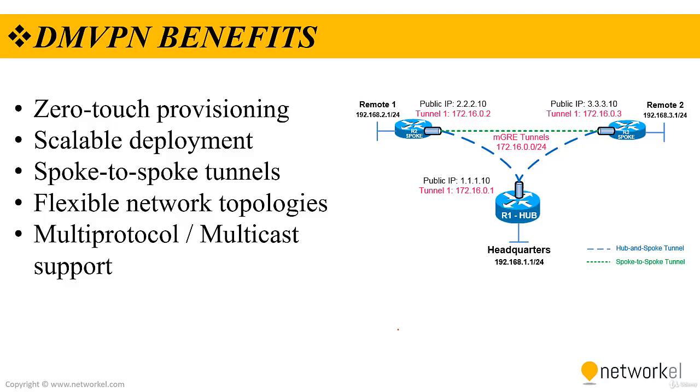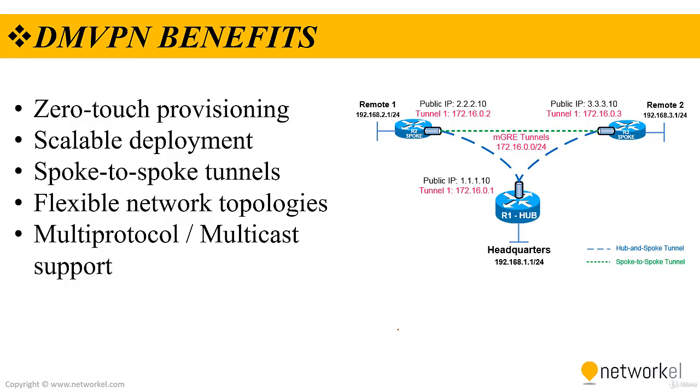So when it comes to the benefits of using DMVPN, the first benefit is zero-touch provisioning. DMVPN hubs do not require additional configuration when additional spokes are added. So DMVPN spokes can use a templated tunnel configuration. The second benefit is scalable deployment. Minimal peering and minimal permanent state on spoke routers allow for massive scale. Network scale is not limited by device.